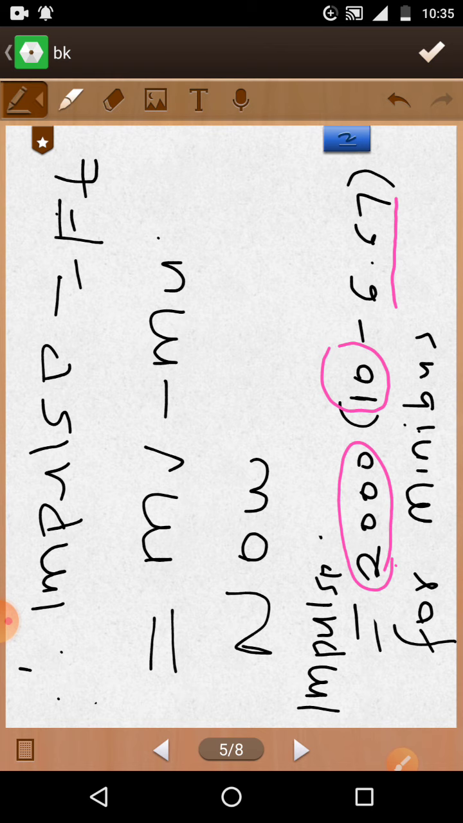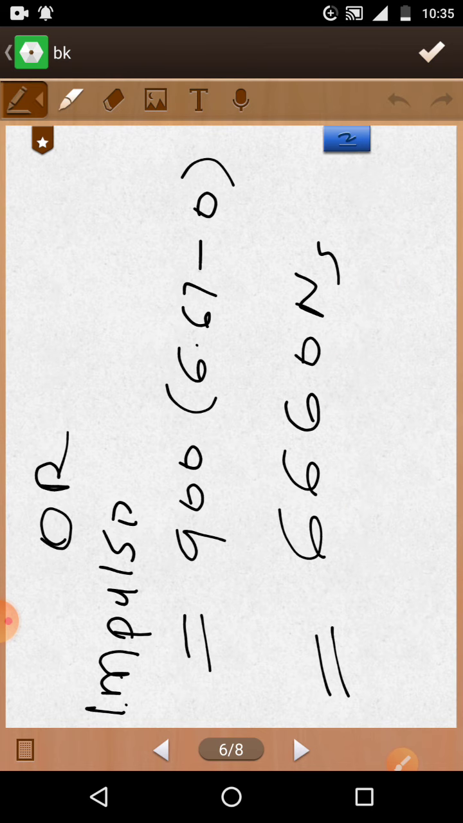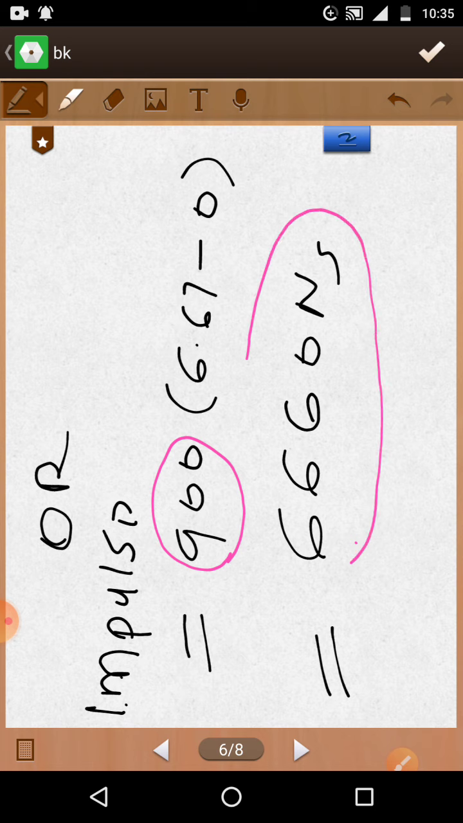If you want to find it for the car that was stationary, we take the mass of the car, then we find the difference in velocity: the final velocity minus the initial velocity. The initial velocity for the car was 0, and the common velocity was 6.67. If you work it out, you are going to get your impulse to be 6,660 Newton second.